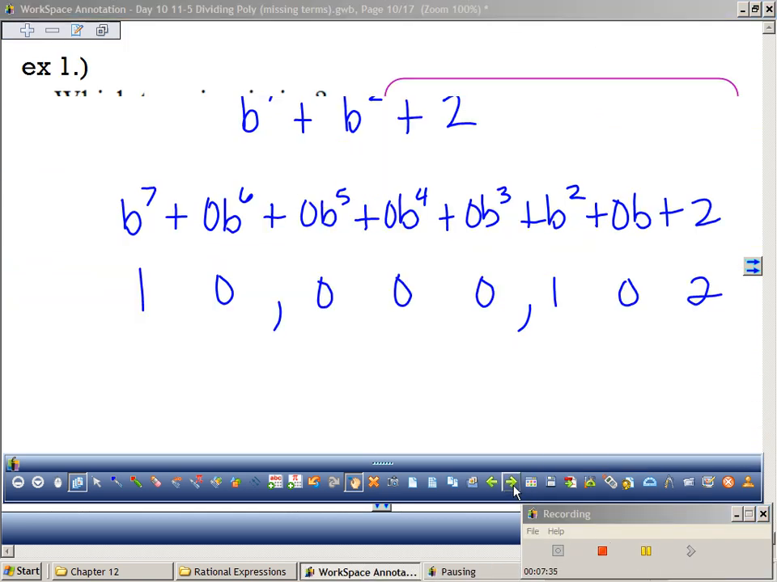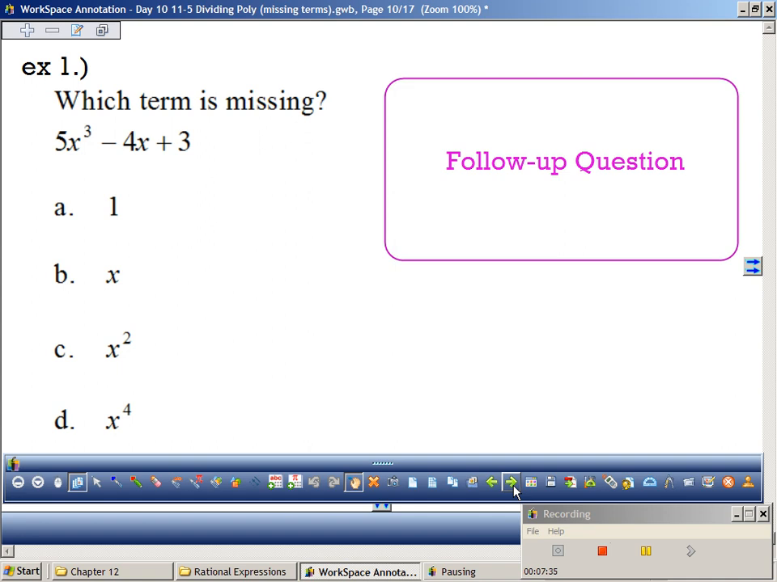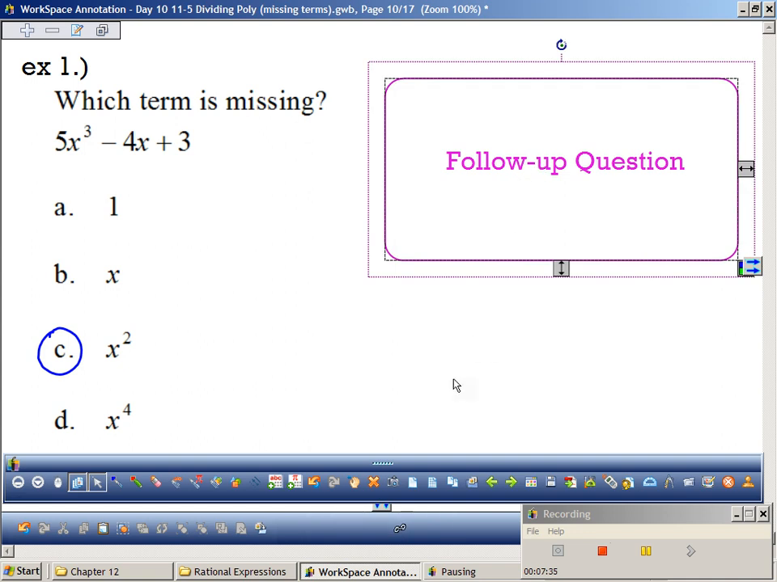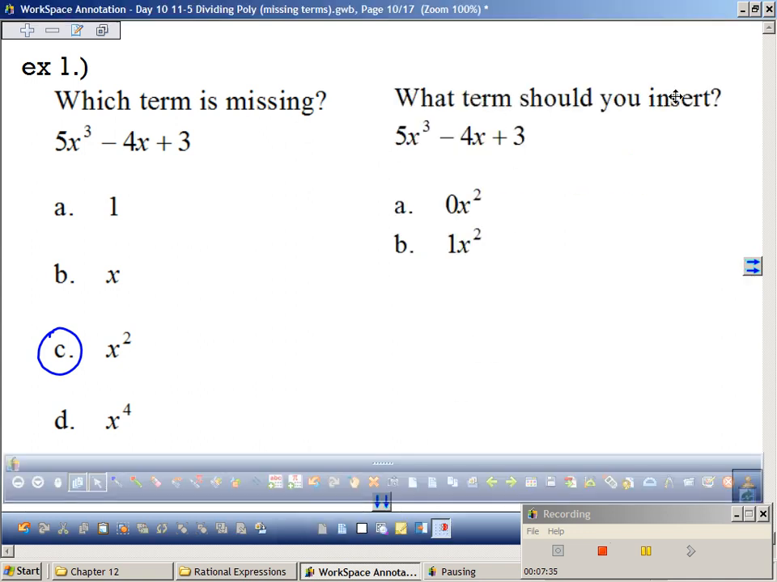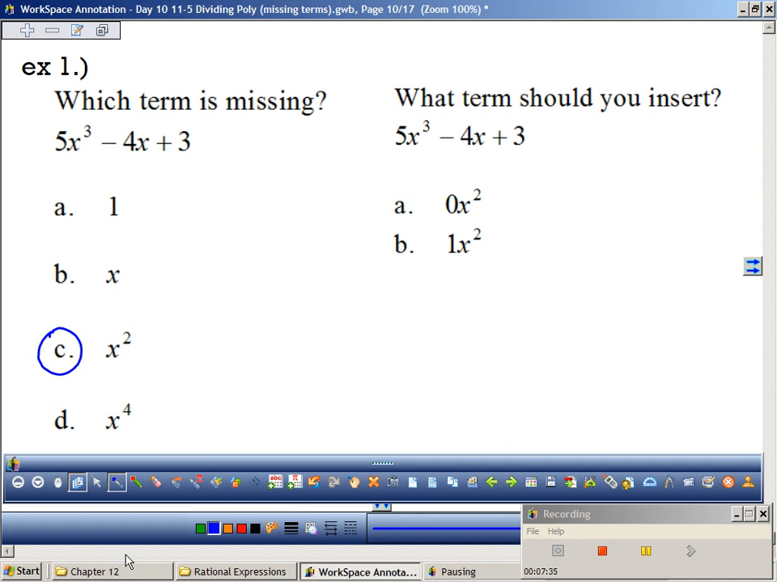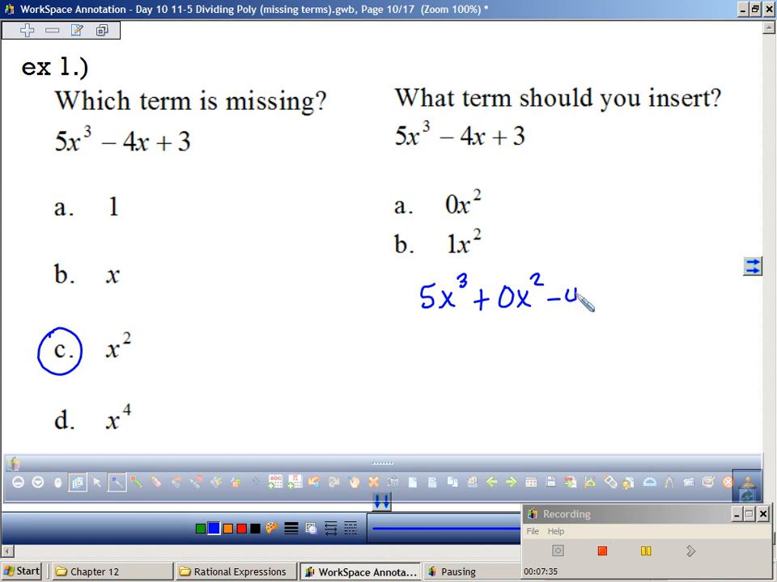Okay, so let's try one on your own. Which term is missing? X squared is missing, right? There is no x squared. Is it missing anything else? What term should you insert here? 5x cubed plus 0x squared minus 4x plus 3.